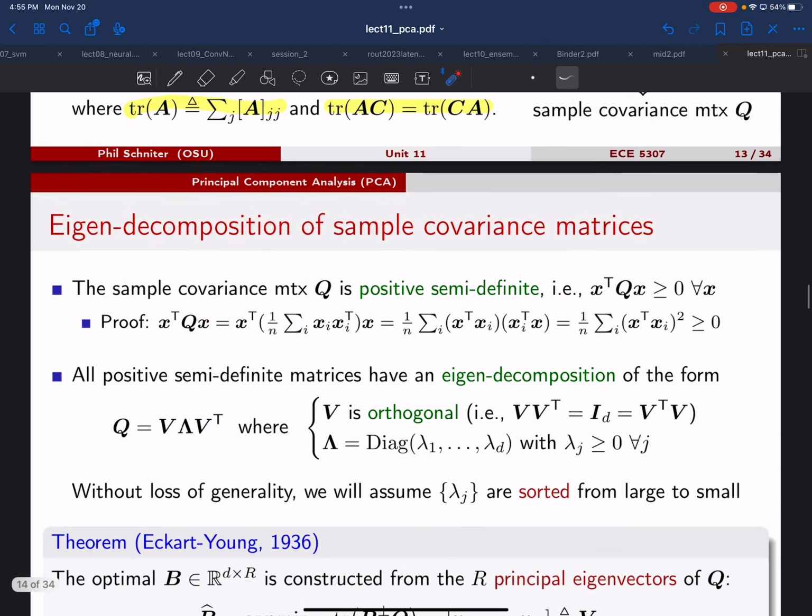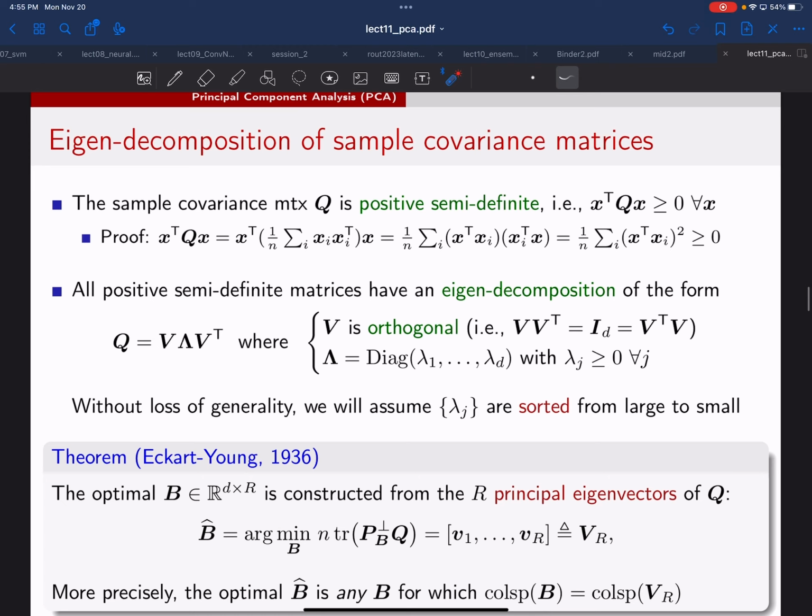Okay, so here's a couple important facts about the sample covariance matrix. First of all, this is what's called a positive semi-definite matrix. A positive semi-definite matrix is a matrix that obeys this property: you can take any vector x, and if you form a quadratic form by multiplying Q on the left and right by x, this is guaranteed to never be negative. That's what it means for this to be positive semi-definite.